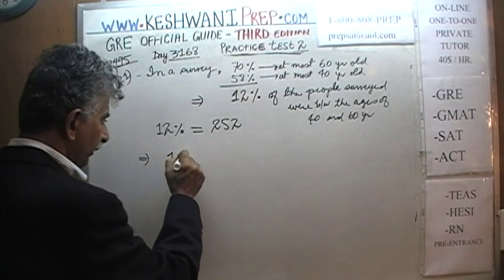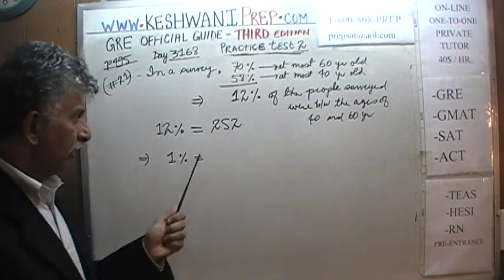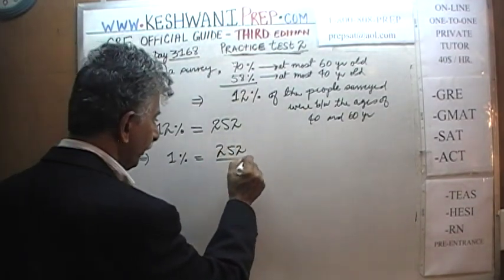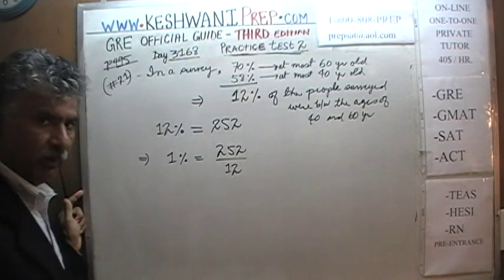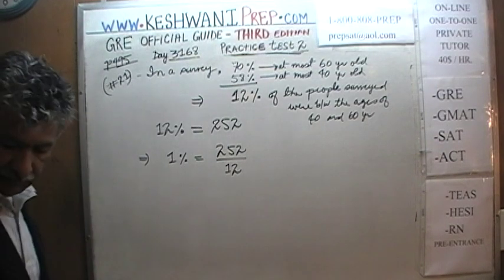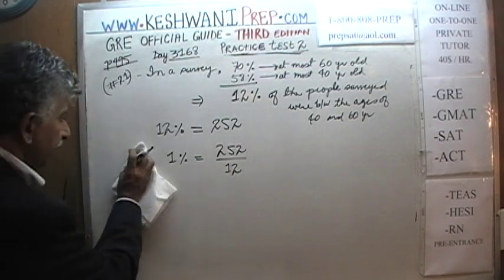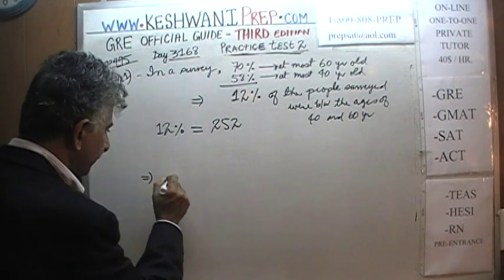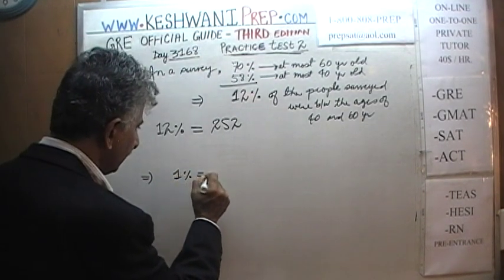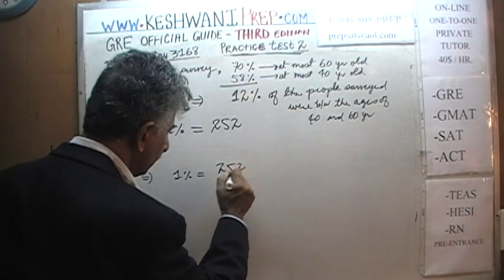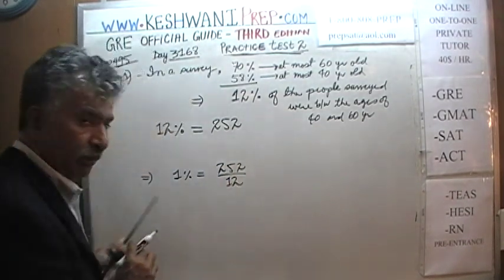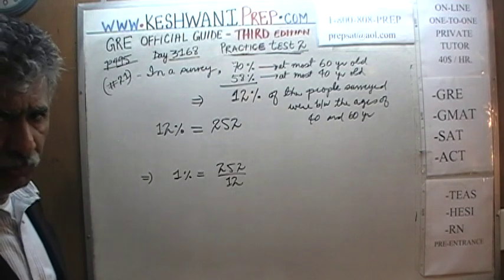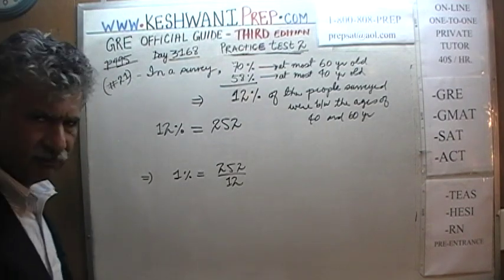If 12% is that amount, that in turn implies that 1% of the amount must be 1/12 of that. 252 divided by 12. Since I did not leave myself much room, let me write a little bit lower so we can actually work on it. That in turn implies that 1% must equal 252/12. Let's see what we find. Let's divide top and bottom by 2. We'll keep it simple. They are both even numbers.